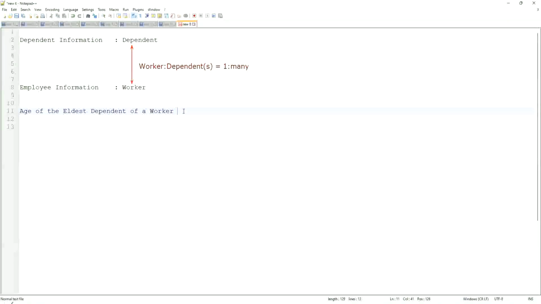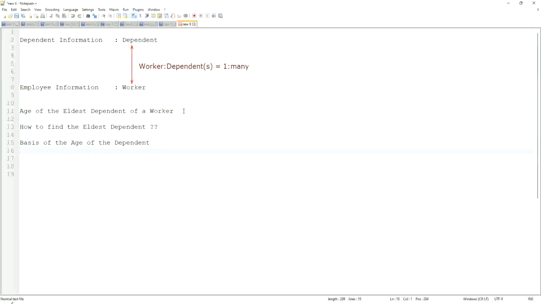Now, when you have multiple dependents, how do you find the eldest dependent? Based on what? Based on the age. Based on the age of the dependent. If I say how to find the eldest dependent, first of all, we will find it on the basis of the age of the dependent. Correct.